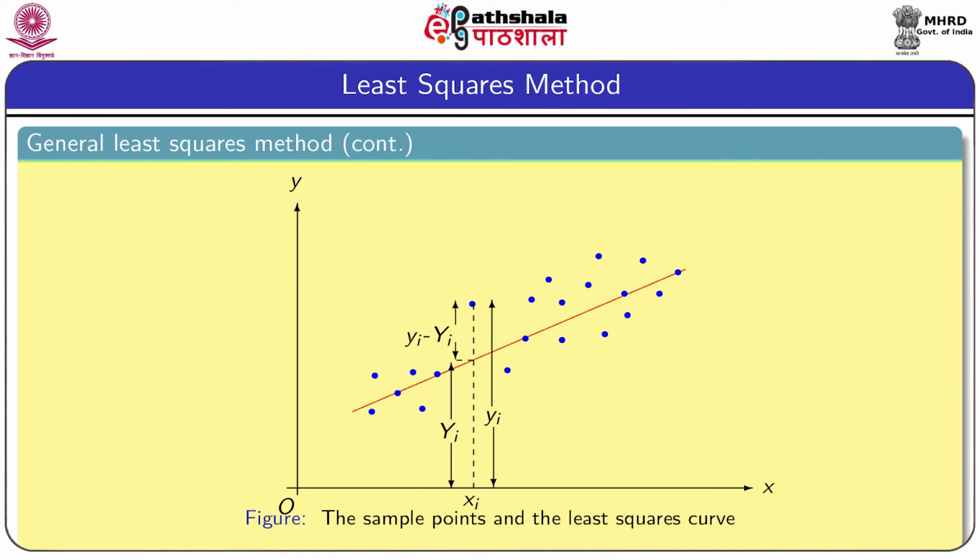That means this is the actual or true value of the given set of points. The length of the dotted line between the red curve and the x-axis is the predicted value, and that one is capital Yi. The residual, small yi minus capital Yi, is the length of the dotted line between the red curve and the point (xi, yi).